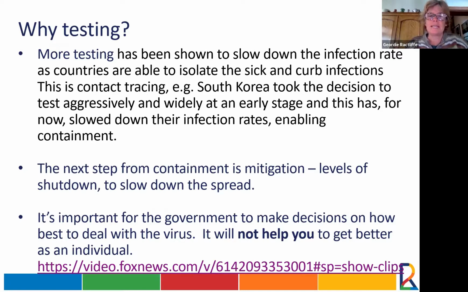So importantly, testing is for governments to work out what their strategy is. And whether it's containment, whether it's looking at how it's moving through the population, testing won't help you get better as an individual, okay? I wanted to show, I apologize for those who are scandalized at my showing Fox News, which is a rag, but it is an interview with a doctor, and it's worth just on the subject of testing.